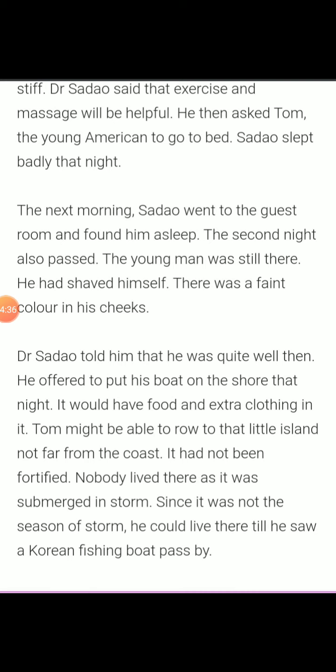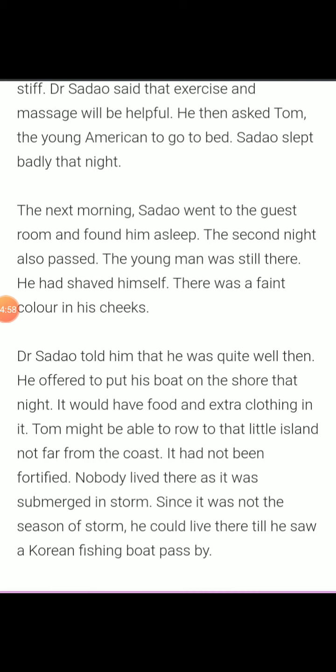Dr. Sadao told him that he was quite well then. He offered to put his boat on the shore that night. It would have food and extra clothing in it. Tom might be able to row to that little island not far from the coast. That means he wished to send that prisoner of war away. It had not been fortified. Nobody lived on that island as it was submerged in a storm. Since it was not the season of the storm, he would be alive there till he saw a Korean fishing boat pass by.